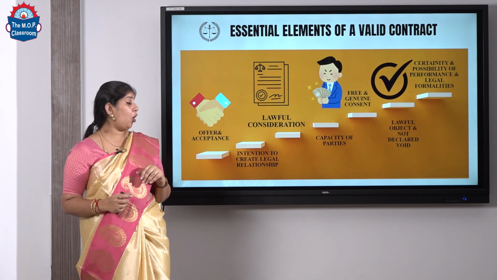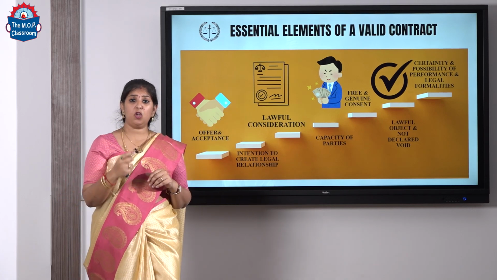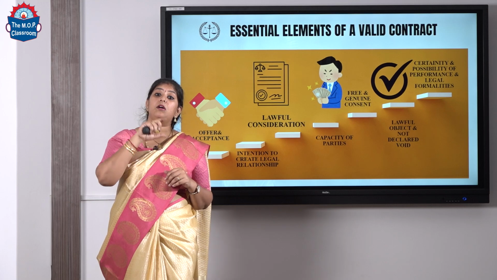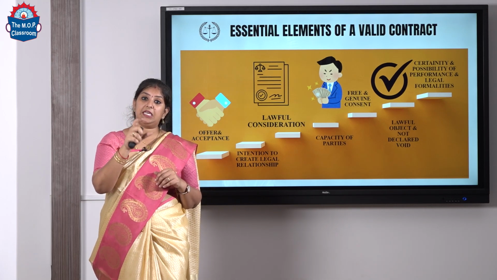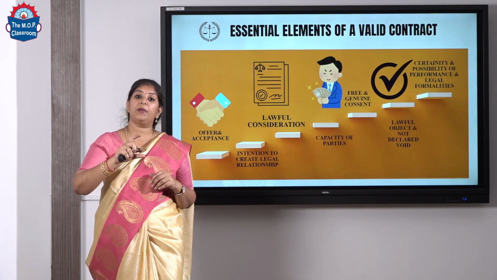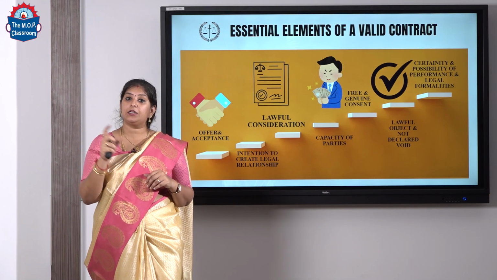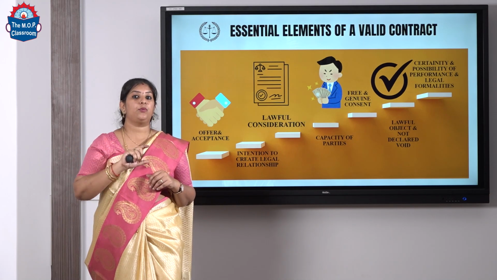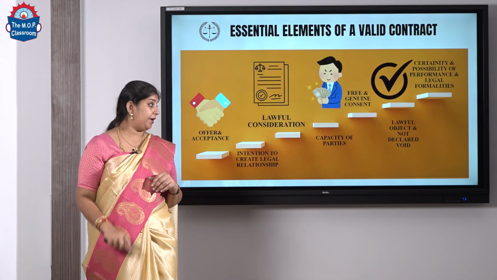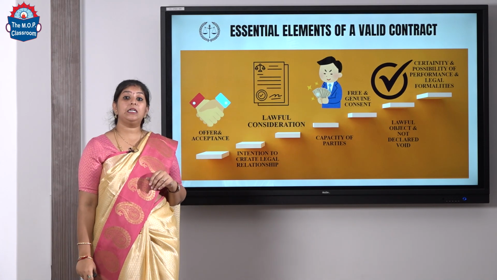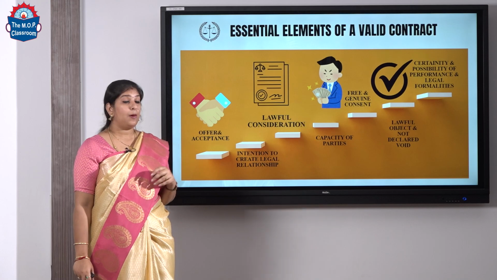And then a lawful object should be there. Lawful object means the law should not specifically say that this type of contract will become void. So, if the law has declared certain types of contract as void, it will never be treated as a valid contract.